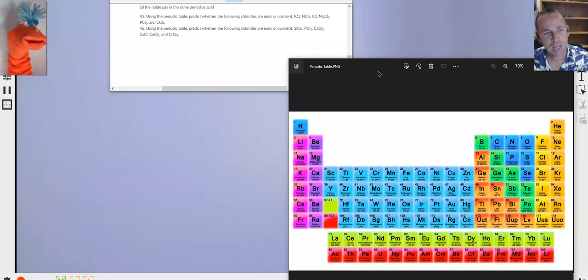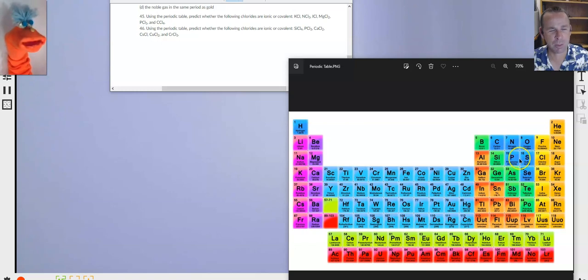Okay. So let's look. SiCl4. Si, that's a metalloid. All right. So that one would not be an ionic compound. It would be a covalent compound. PCl3. Same thing, covalent compound or molecular. Very good. Molecular is also another way of saying covalent.